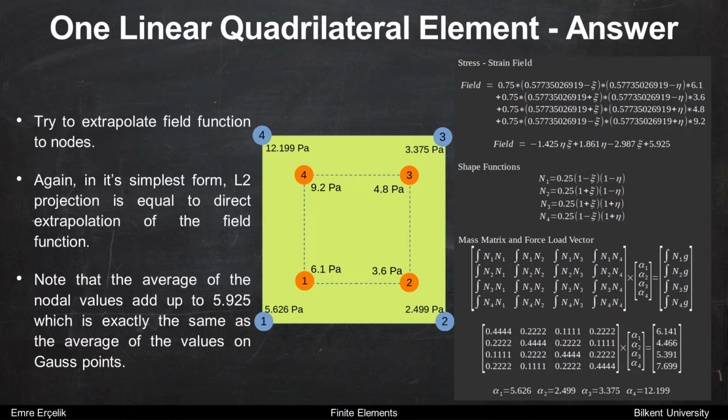The mass matrix creation is the same as former examples, but more complex. The projection results are given below. Now again, you may try to extrapolate the field function to the nodes. In its simplest form, L2 projection is equal to direct extrapolation of the field function. Note that the average of the nodal values adds up to 5.925, which is exactly the same as the average of the values on Gauss points.